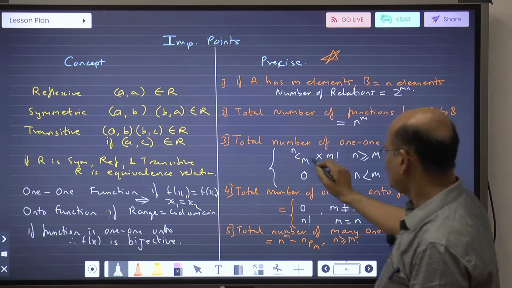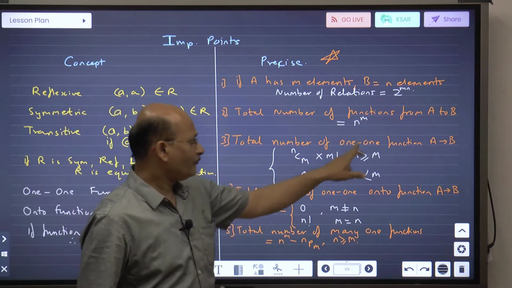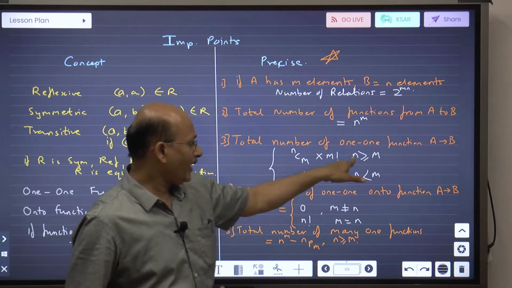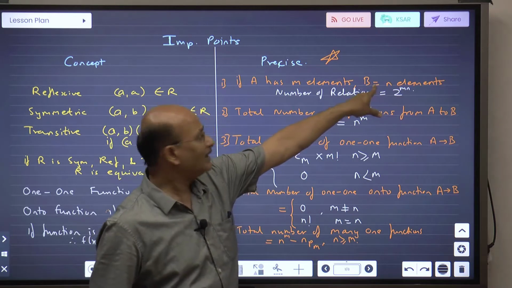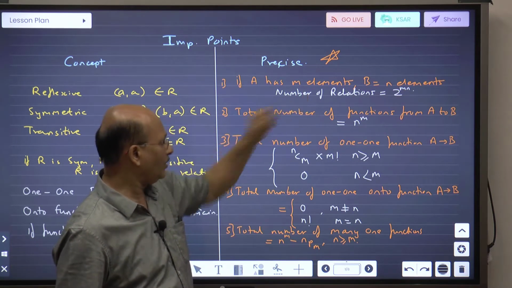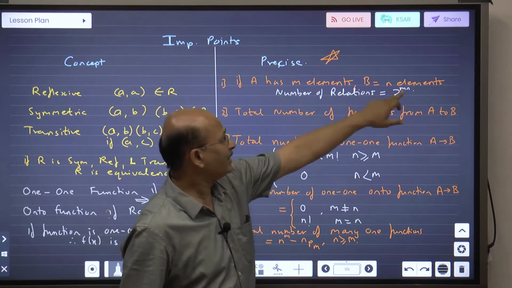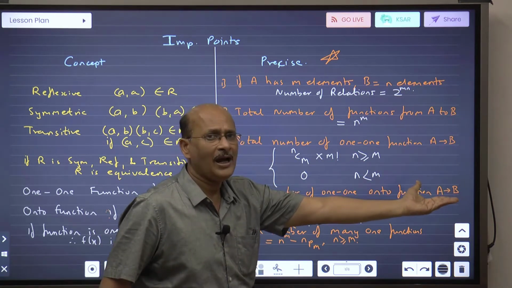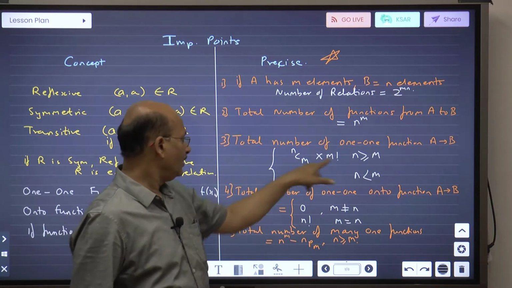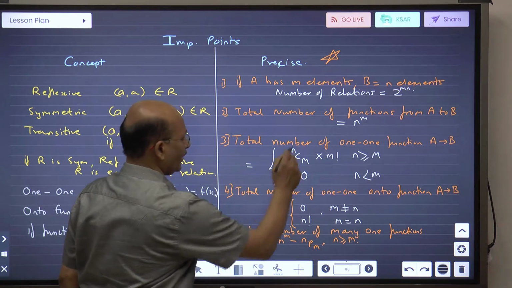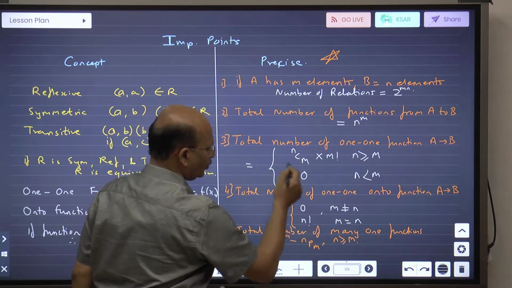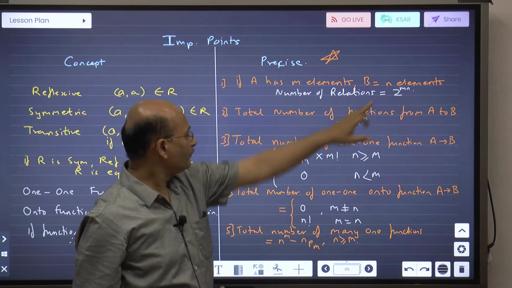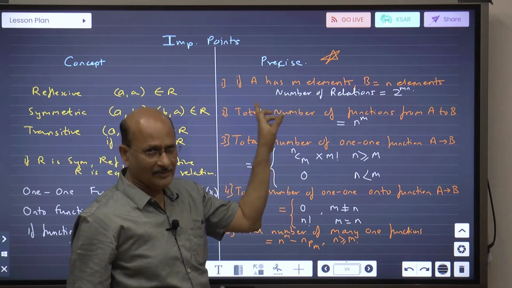Keep that in mind. Then this is important. The total number of one-one functions from A to B, and not B to A, from A to B. If n is greater than or equal to m, where n stands for the elements of set B and m stands for the elements of set A, keep that in mind, don't do the reverse, then the number of one-one functions is nPm, that is, nCm.